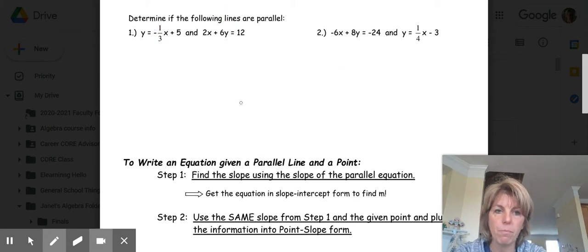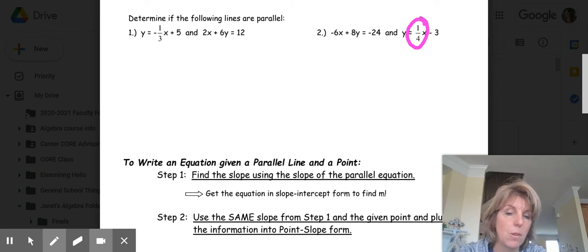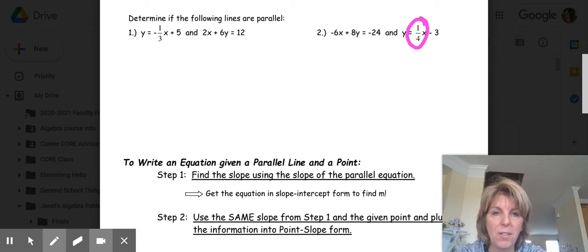Next one, we have 1/4 as the slope of the one equation. Again, it's in slope intercept form. It's really easy to find out. The other one is in standard form, so a little bit harder for us to be able to tell. So go ahead and solve that for y and see, is the slope the same? Take a minute to do that on your own now, and then check it in a second. All right, now you should check it.